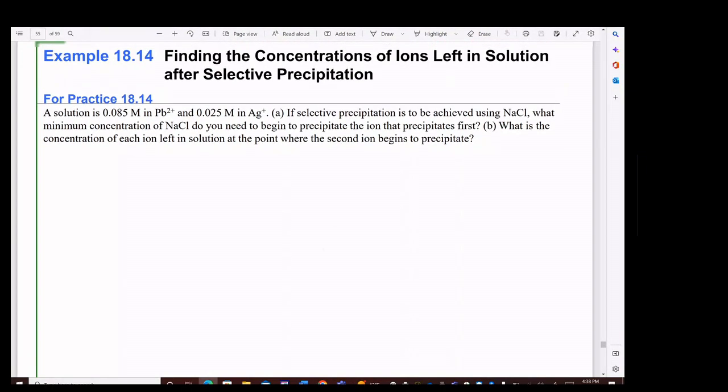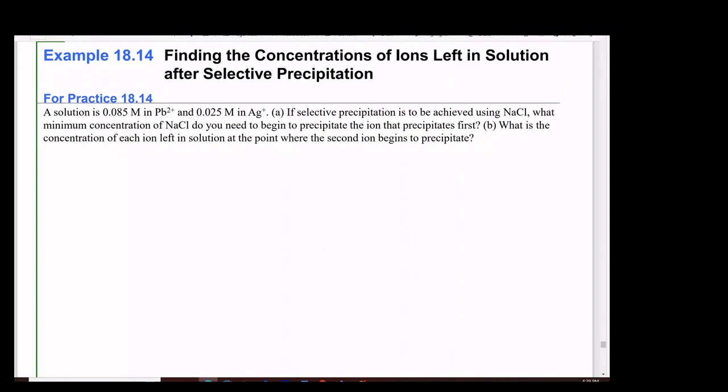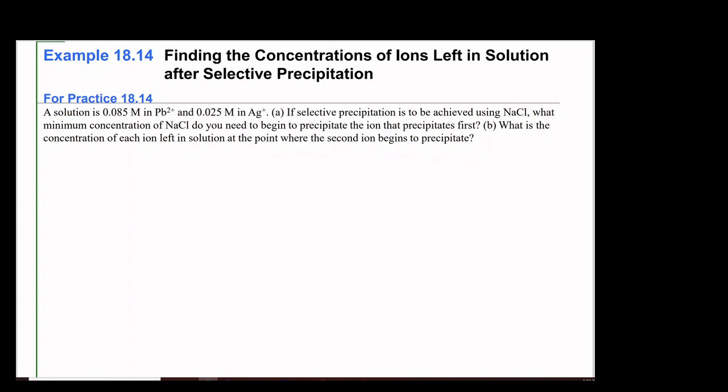For practice 18.14, we're going to look at finding the concentrations of ions left in solution after selective precipitation. Here we have a solution that's 0.085 molar in lead 2+ and 0.025 molar in silver. If selective precipitation is to be achieved using sodium chloride, what minimum concentration of sodium chloride do you need to begin to precipitate the ion that precipitates first? In other words, which of these ions is going to precipitate first?